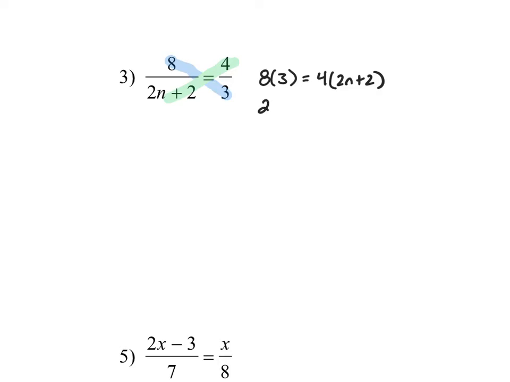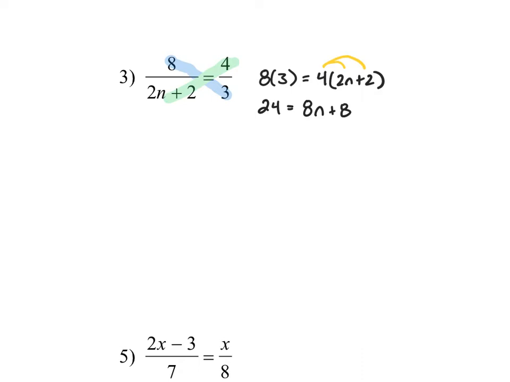8 times 3 becomes 24. And then on the right hand side, just like I said, we have to use the distributive property. So you take that 4 and you distribute it to everything in there. So 4 times 2n becomes 8n. 4 times 2 becomes 8. And then it is all just solving and working this out.